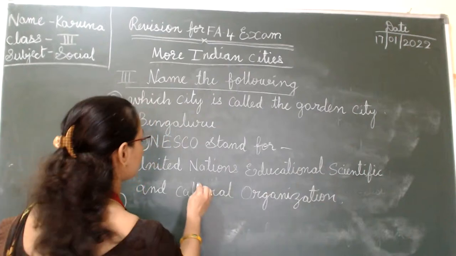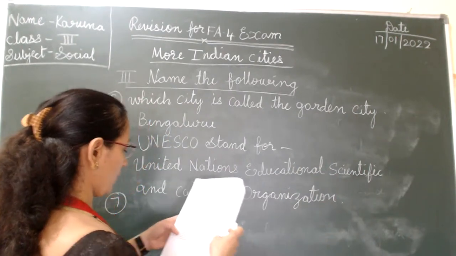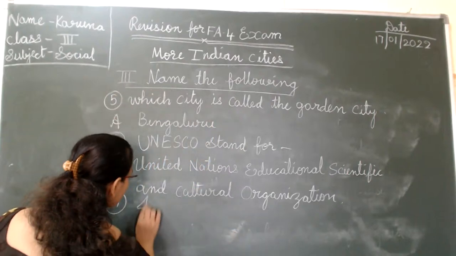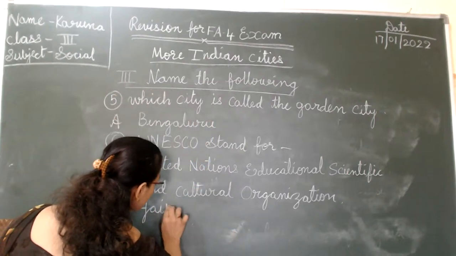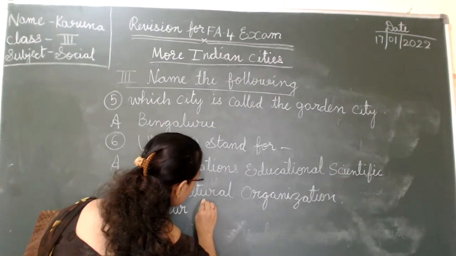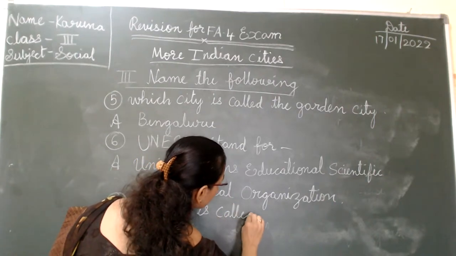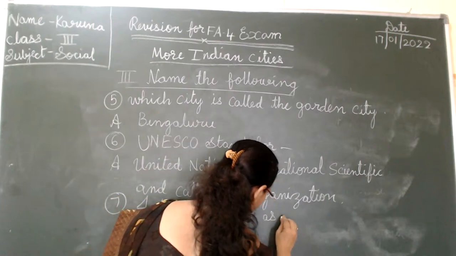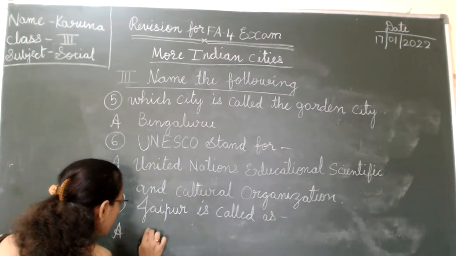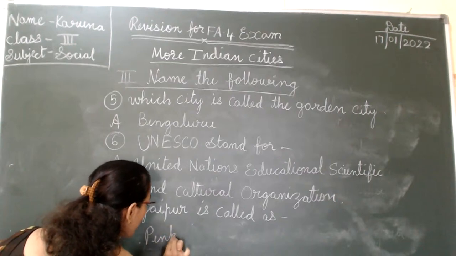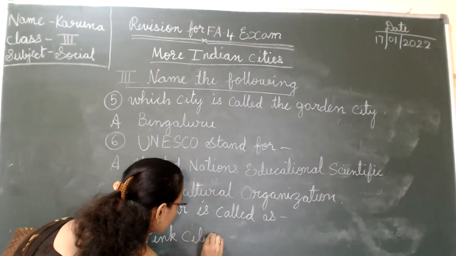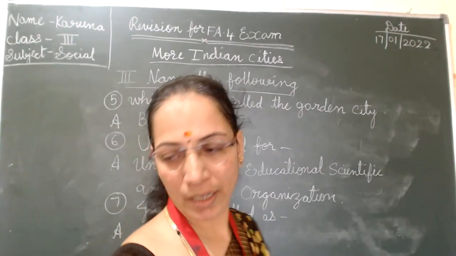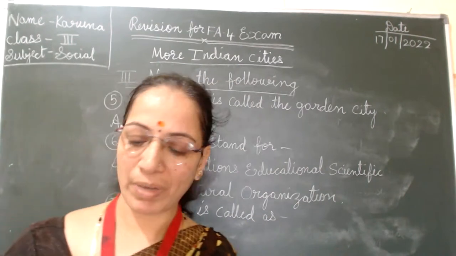Seventh one, last one. Jaipur is called as? Yes, Pink City. The answer is Pink City. Okay, children, write down. I will give 1 minute.